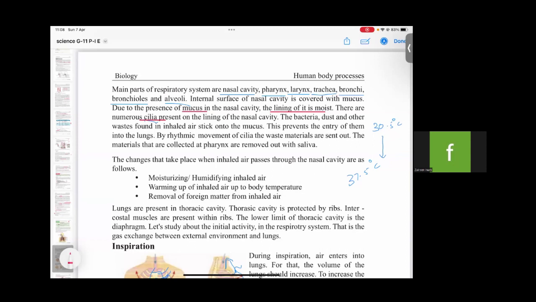Are you confused how it is moisturized and warmed up? Because they are like two opposite things. No, they are not opposite. Okay, you will learn it later because we don't have time to go through it now. Then you have to remove the foreign matter from the inhaled air. So these are the three changes that take place in your nasal cavity. Again, very, very important to remember this. Also remember that cilia have rhythmic movements, and what is the function of mucosa in the nasal cavity.